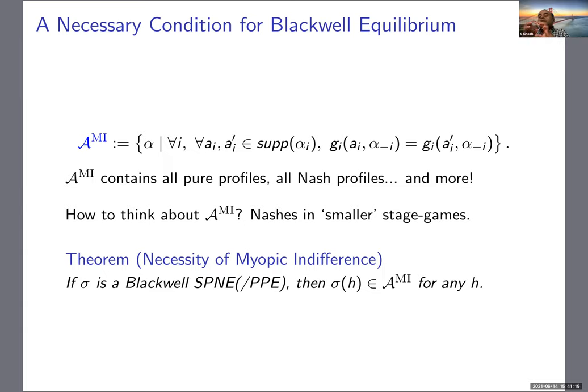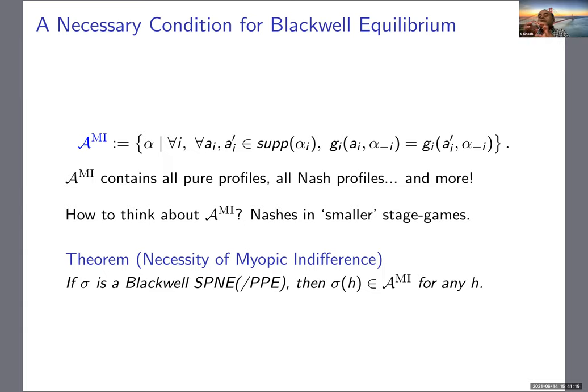And our first theorem that we've already proved is the necessity of myopic indifference. If sigma is a Blackwell equilibrium, SPNE or PPE, then the strategy that you play at every public history is going to be in script AMI. So it must satisfy myopic indifference. Now, we still haven't given you a folk theorem. So we have this necessary condition, and we have to give you a new min-max. Accordingly, we will give you the myopic min-max.